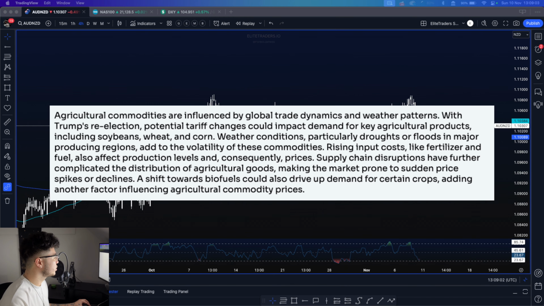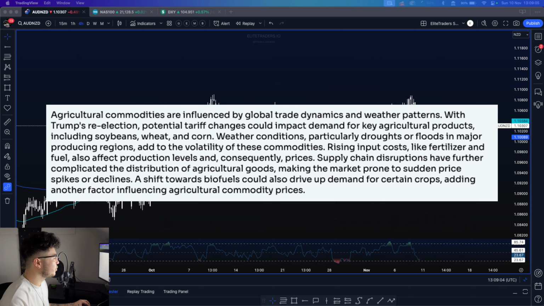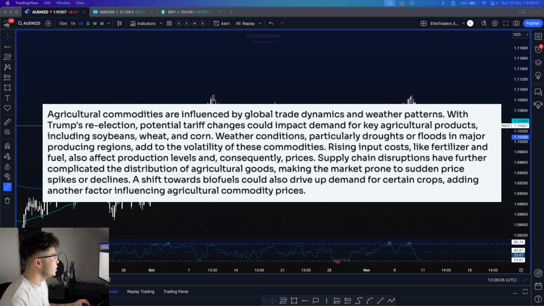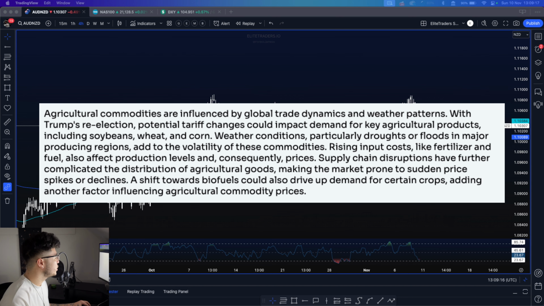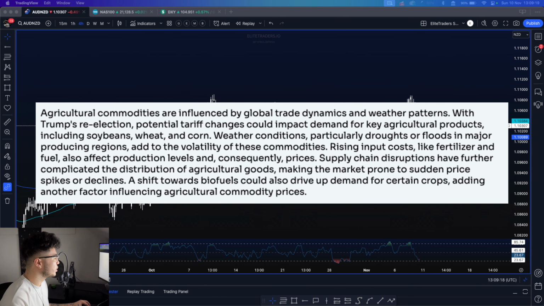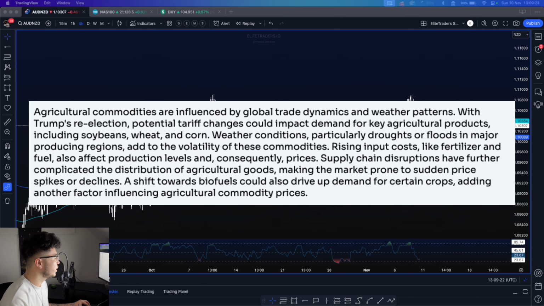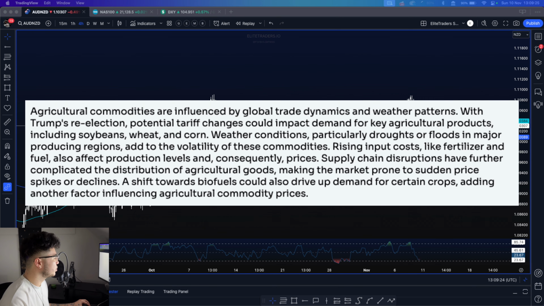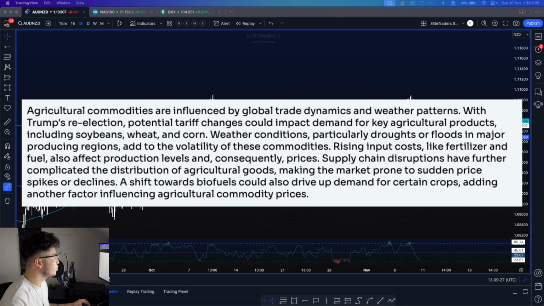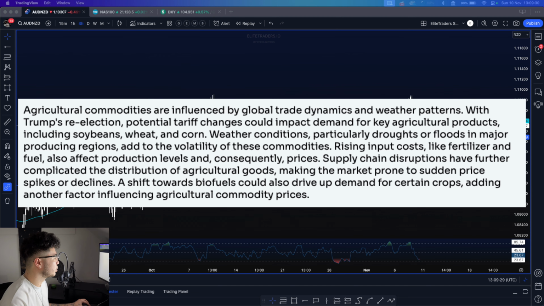Rising input costs, like fertilizer and fuel, also affect production levels. Consequently, supply chain disruptions have further complicated the distribution of agricultural goods, making the market prone to sudden price spikes or declines. A shift towards biofuels could also drive up demand for certain crops, adding another factor influencing agricultural commodity prices.